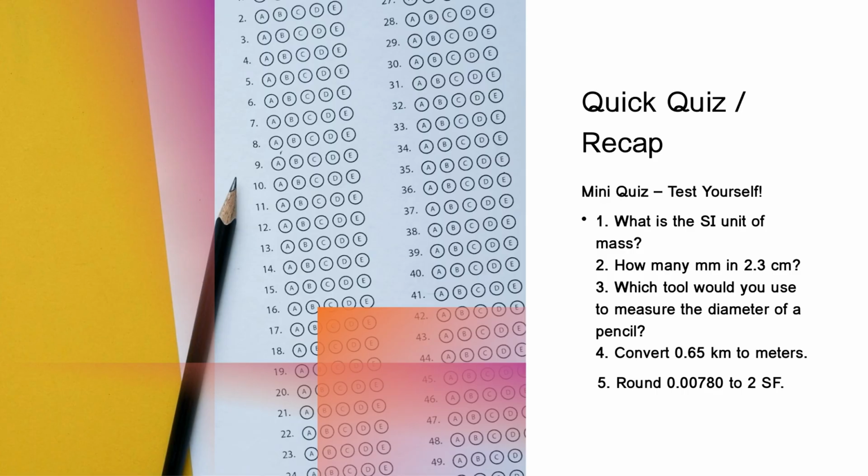If you were asked to measure the diameter of a thin pencil, which tool would you choose? A vernier caliper would be the most appropriate choice for that level of detail. Take a second to think about how you would convert 0.65 kilometers into meters. If you got 650, you're on the right track. These quick checks help ensure the core concepts are sticking.